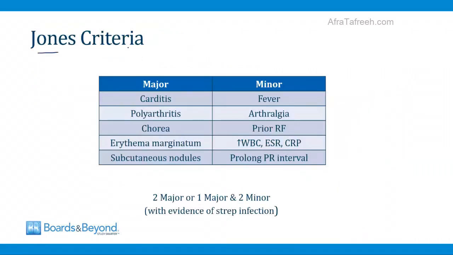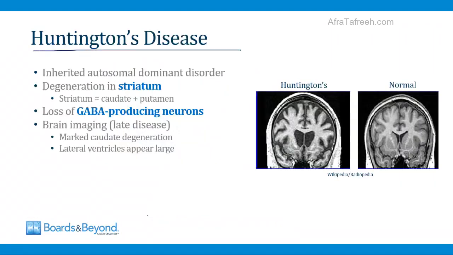Shown on this slide are the Jones criteria for diagnosis of acute rheumatic fever. To make a diagnosis, you need 2 major criteria or 1 major and 2 minor with evidence of strep infection. I won't go through all of these criteria, but I just want to point out that one of the major criteria is chorea, and that refers to Sydenham's chorea, which is a consequence of group A streptococcal infection and acute rheumatic fever.